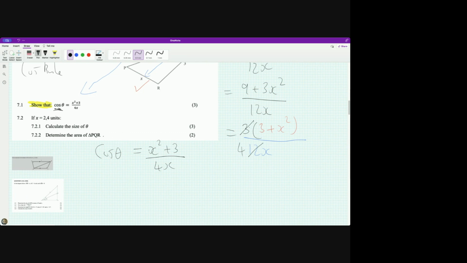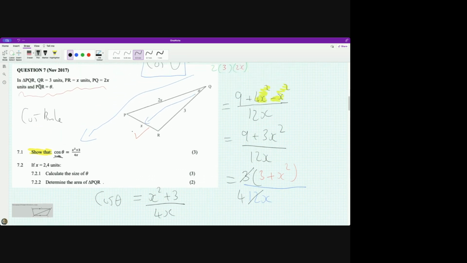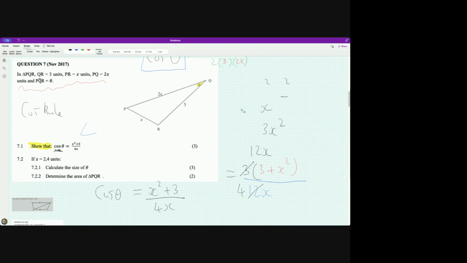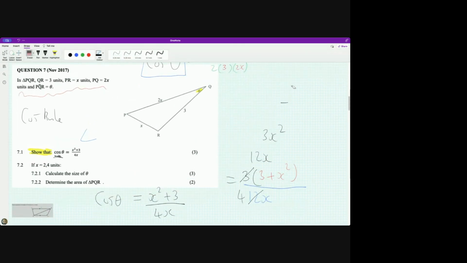Okay, let's go to the next part of this question. So what we have is it says, calculate the size of angle theta. Now, angle theta is just sitting up there. So let's just get rid of this first. But there is some other information that they tell me. They say x is equal to 2.4. Now, if x is equal to 2.4, why is that information helpful?